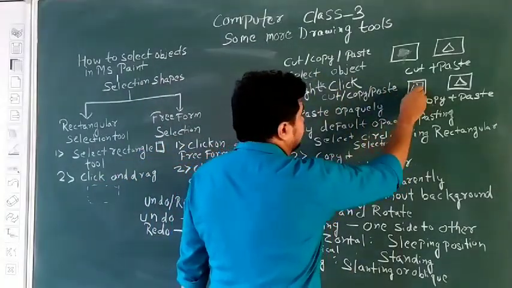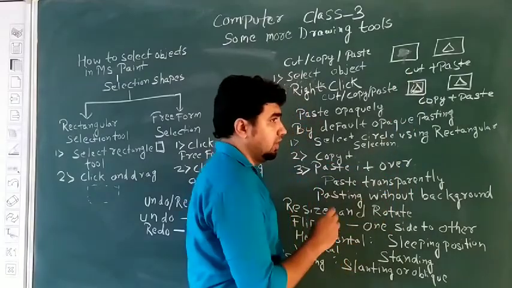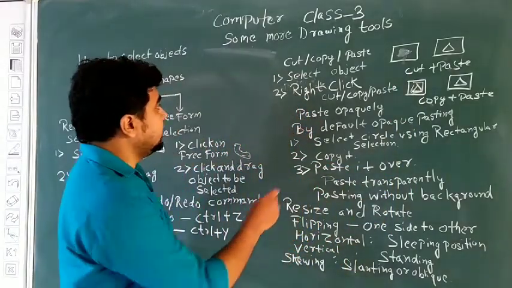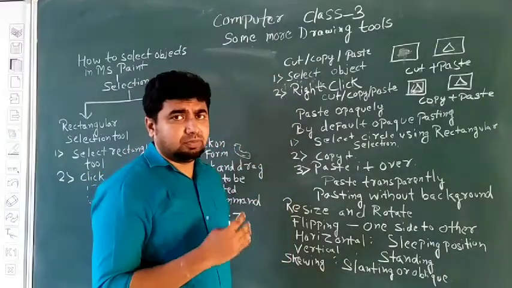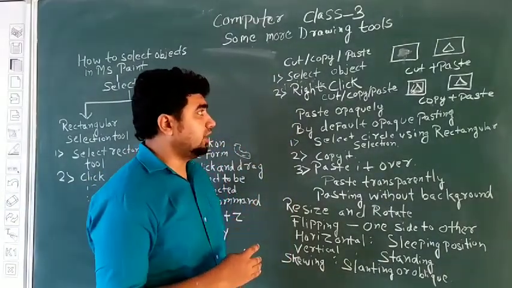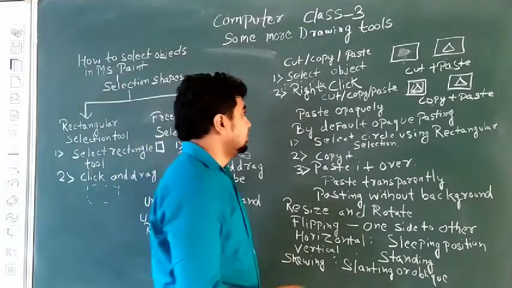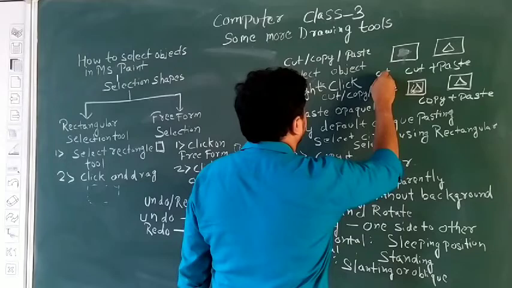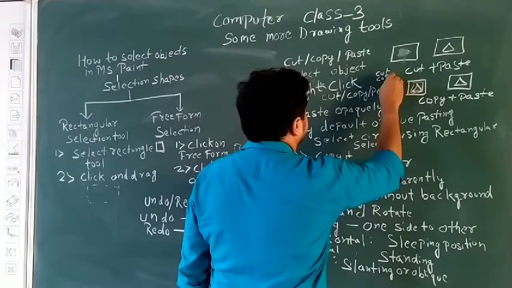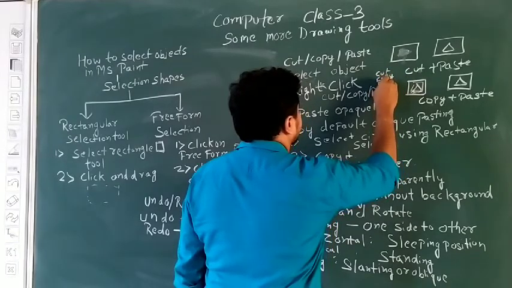So I have selected this object with the help of a mouse. Then you have to click the right button of the mouse. If you click the right button of the mouse, you will find the options: first option will be cut, then copy, then paste. So three options will be appearing there.